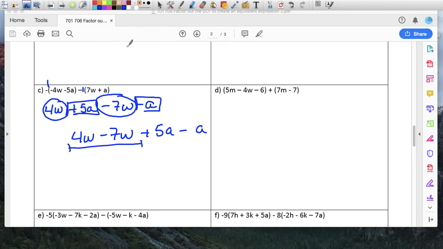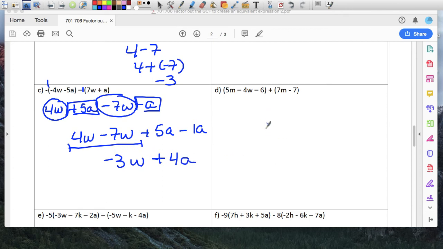4w minus 7w is the same thing as 4 minus 7, or 4 plus negative 7. You see there's more negatives, so you get negative 3. So it's negative 3w. 5a minus a, there's a 1 here, it's 5 minus 1, and just becomes 4, or plus 4a. So this is my expression.